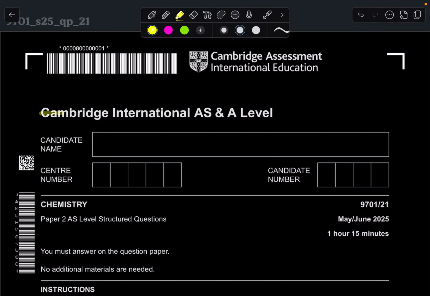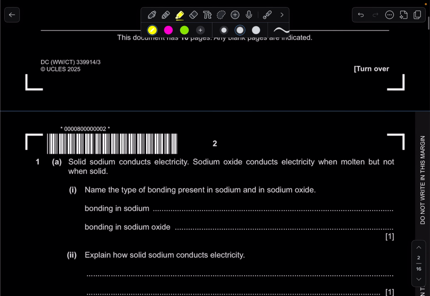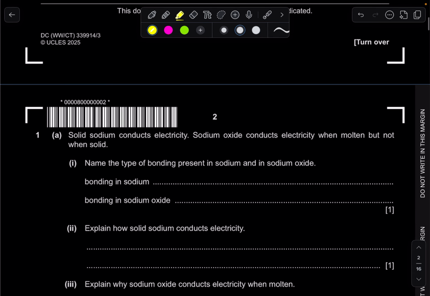So today we're going to be solving Cambridge International AS and A Levels Chemistry Paper 2 AS level structured questions, May June 2025 and Paper 21. It's a 1 hour 15 minutes paper, and in the first part we're going to be solving the first two questions, and in the second part we're going to be solving the remaining two.